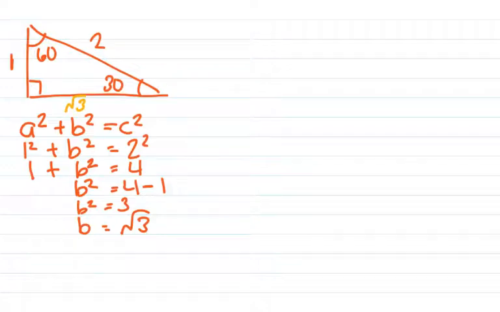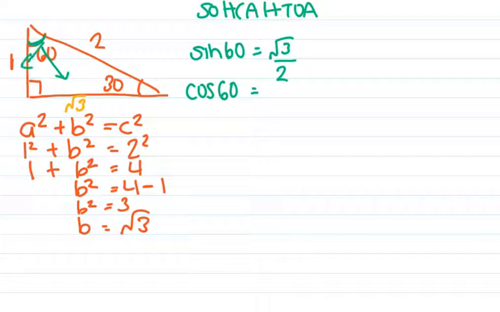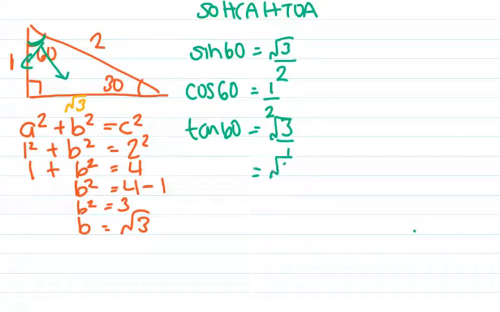So now, first we're going to look at the 60-degree angle, and we're going to do the 3 primary trig ratios for it. So if I have sine 60, that would be opposite over hypotenuse, so opposite would be root 3 over the hypotenuse, which is 2. Then cos 60 is adjacent over hypotenuse, so that would be 1/2. And then tan 60 is opposite over adjacent, so root 3 over 1, which is really the same as root 3.